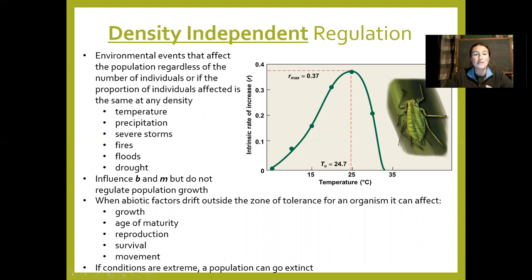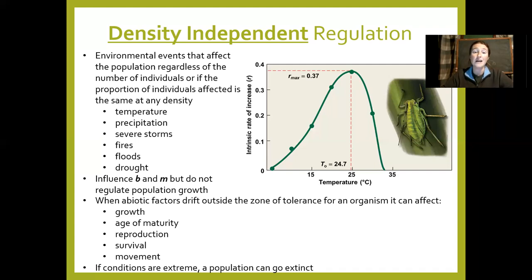And so these density independent factors can influence birth rate and death rate, right, per capita birth and death, but they're not directly actively regulating population growth, okay? The only things that really are the density dependent factors, okay?